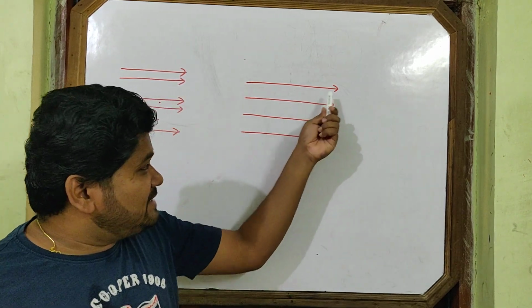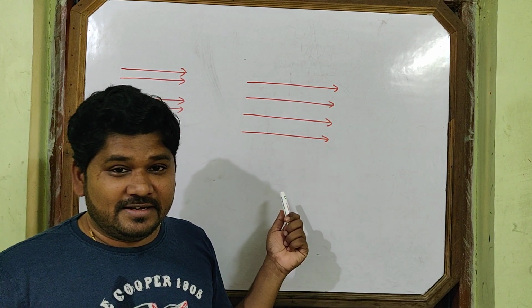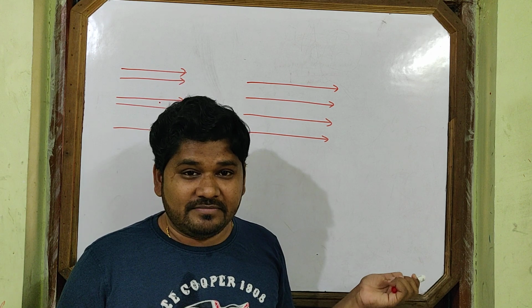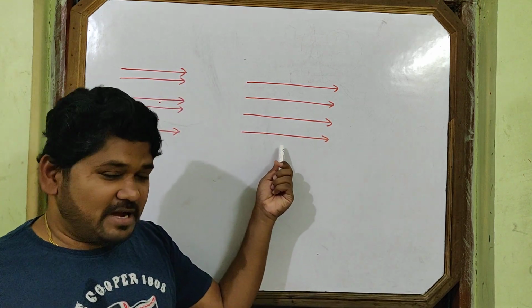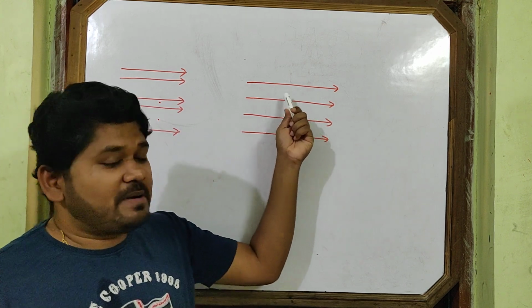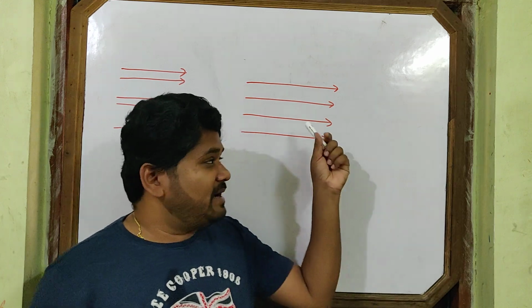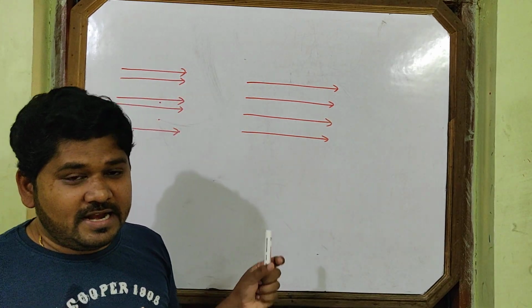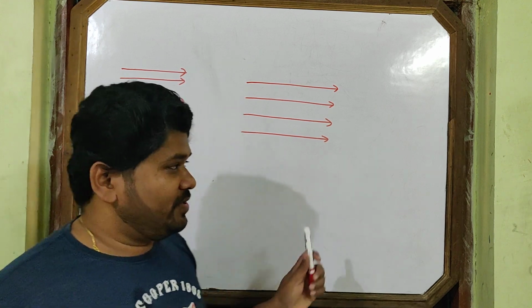Then why are these parallel lines? If they are parallel lines, then direction will be same. Now it is clear. So uniform electric field is represented by equidistant parallel lines: equidistant to have same magnitude, parallel lines to have same direction. Now is it clear? Okay.